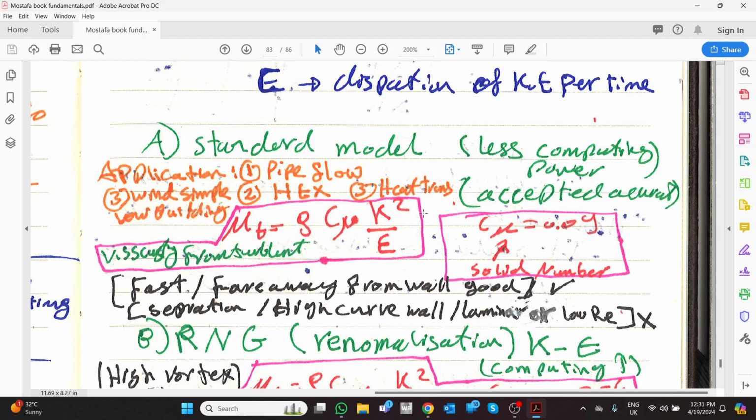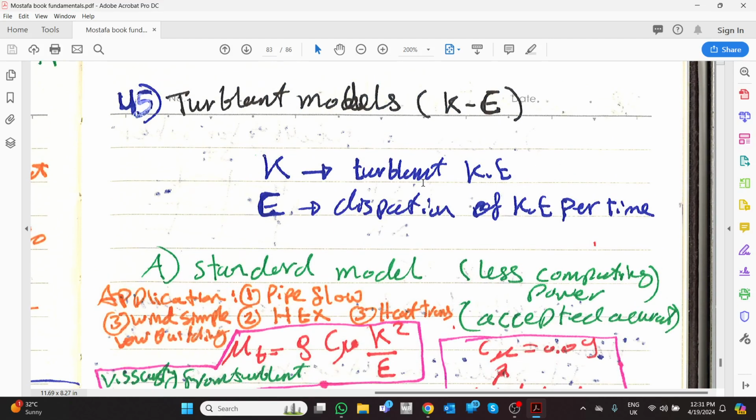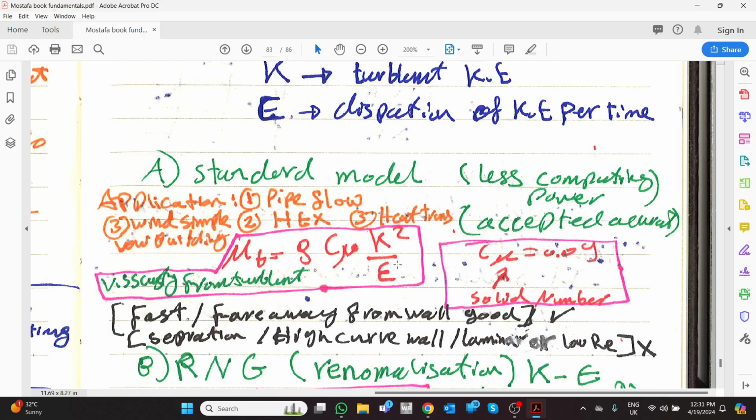How does it run? It is based on defining the viscosity for the turbulence, which is rho C mu, times K squared over epsilon. C mu is a constant, almost 0.09. So the software checks the kinetic energy generated divided by the dissipation time, and gets the viscosity of that turbulence.